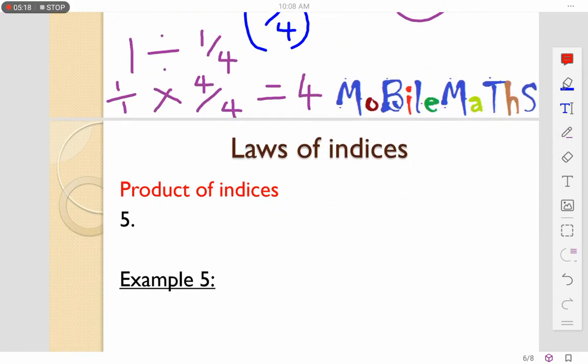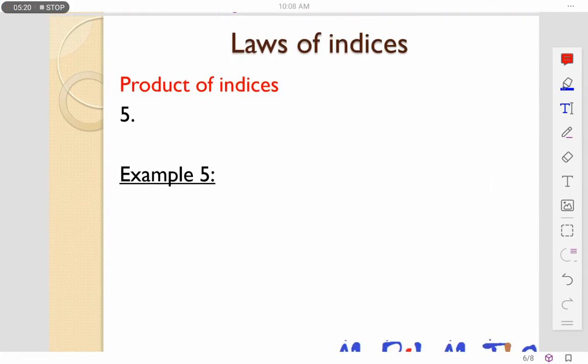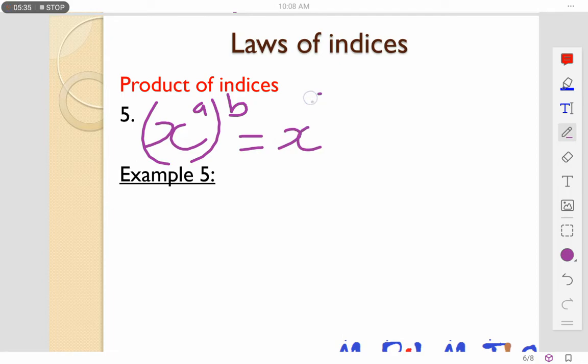Let's look at another law where we are multiplying. We are looking at products. x to the power of a, all to the power of b. We've got a product of indices there. What we get is x to the power of a times b, or we can say x to the power of ab. It's one and the same thing.